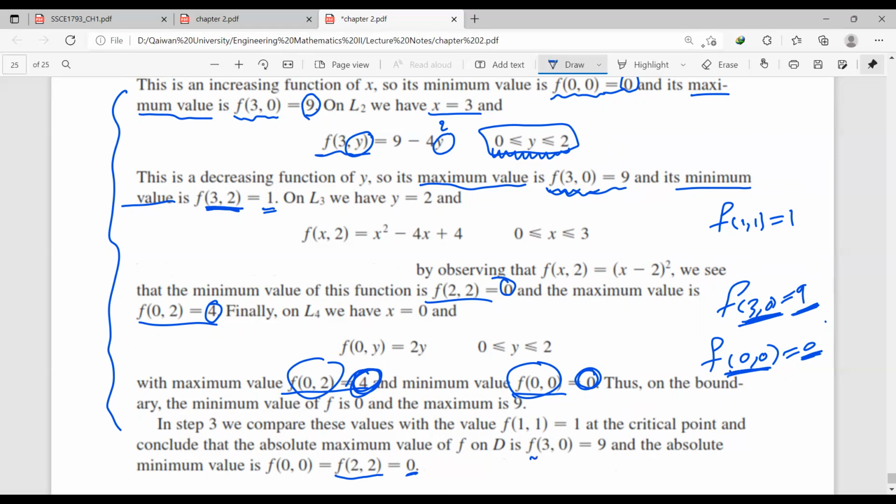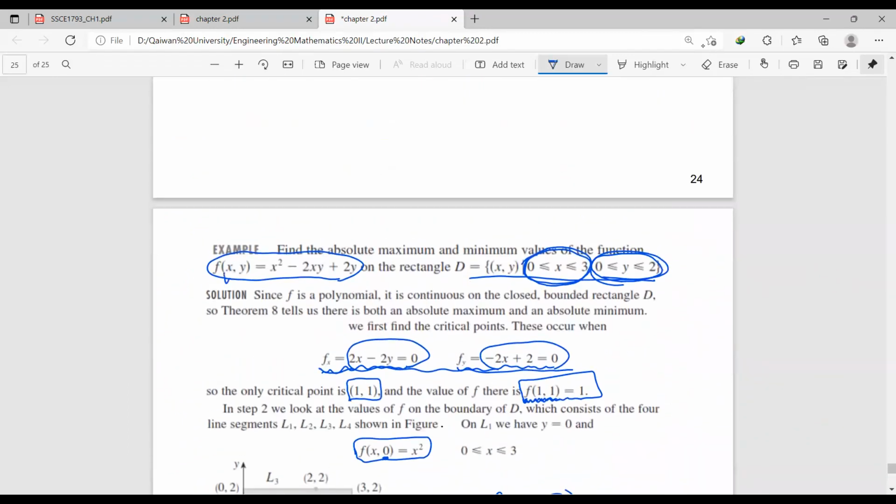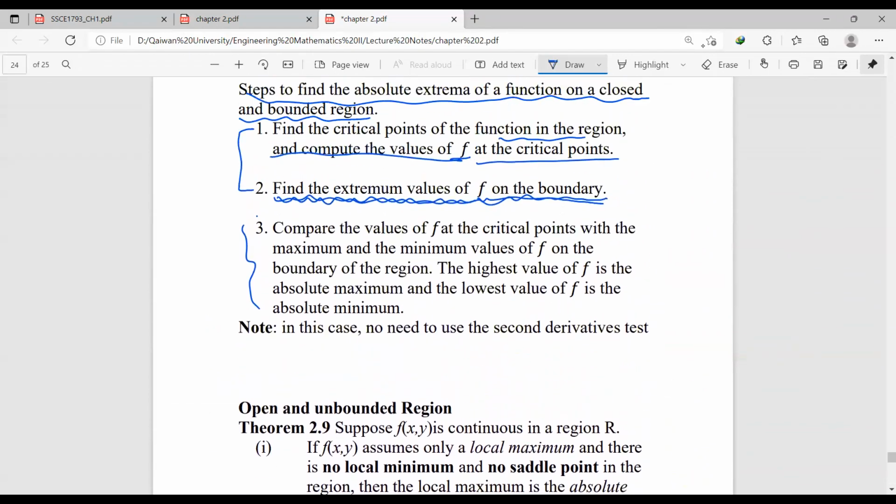At 3 and 0, the function has absolute maximum, and the value of the absolute maximum is 9. And the function has absolute minimum at 0, 0, and 2, 2. So its value is 0. So for this function on this region, the absolute maximum is 9 and the absolute minimum value is 0. That's an example about finding the absolute maximum and absolute minimum.